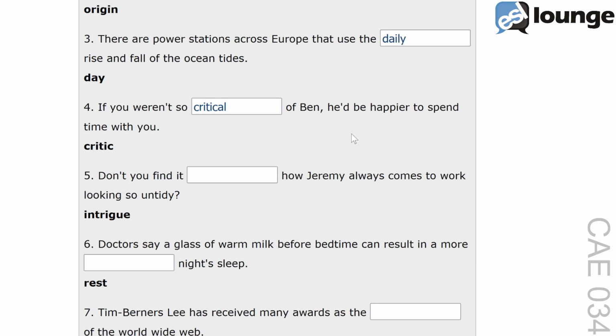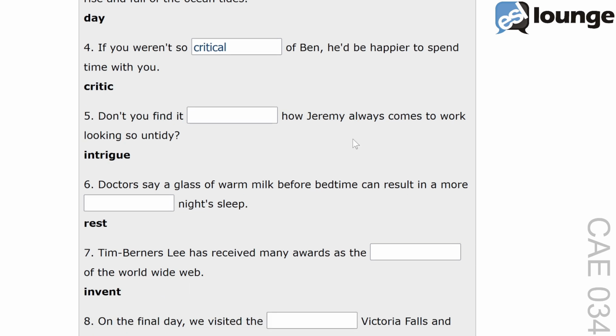On to question 5. Don't you find it blank how Jeremy always comes to work looking so untidy? The base word is intrigue. The correct form here is intriguing.